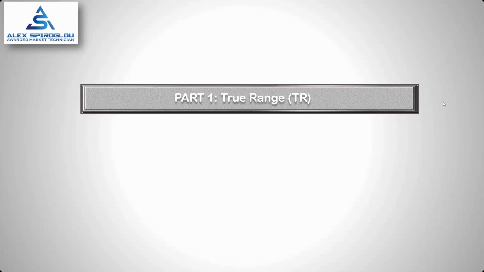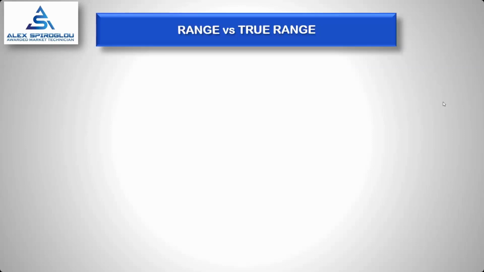Let me introduce you to one thing we call true range. Range versus true range. What is the difference between range and what we call true range? This is a bar we have. It goes from a low of 90 to a high of 100. Open 92, close 98. So what is the range here? The range here is 10, from 100 minus 90.